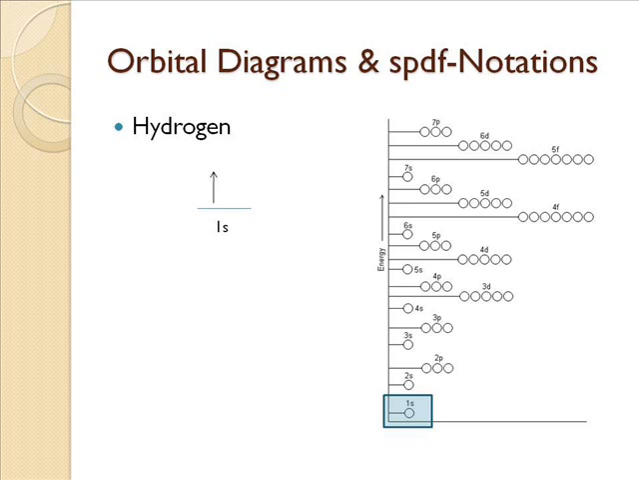Now for the SPDF notation. It's actually very simple. First, we write the 1s to represent the sublevel, and then, since there's 1 electron in the sublevel, we place a superscript 1 in the upper right corner of the S. There we go, the SPDF notation for hydrogen.